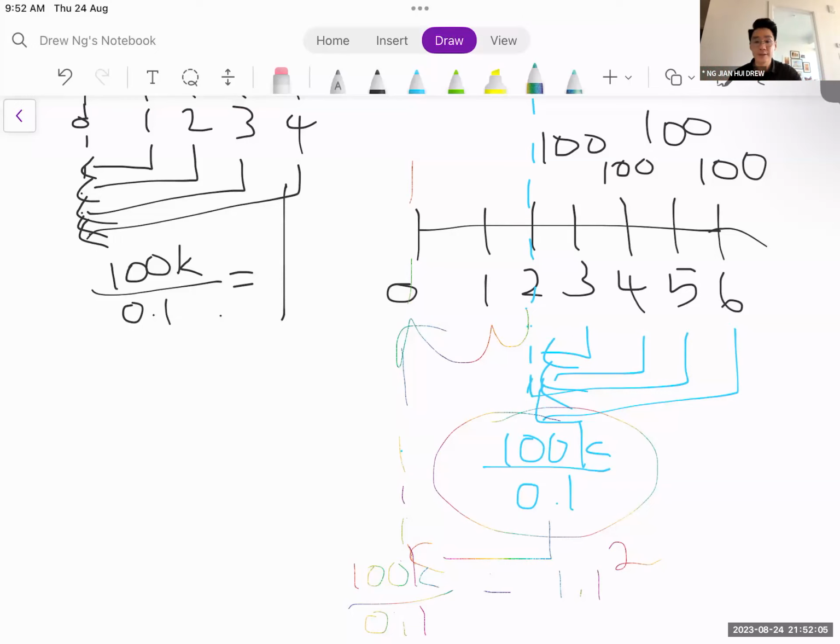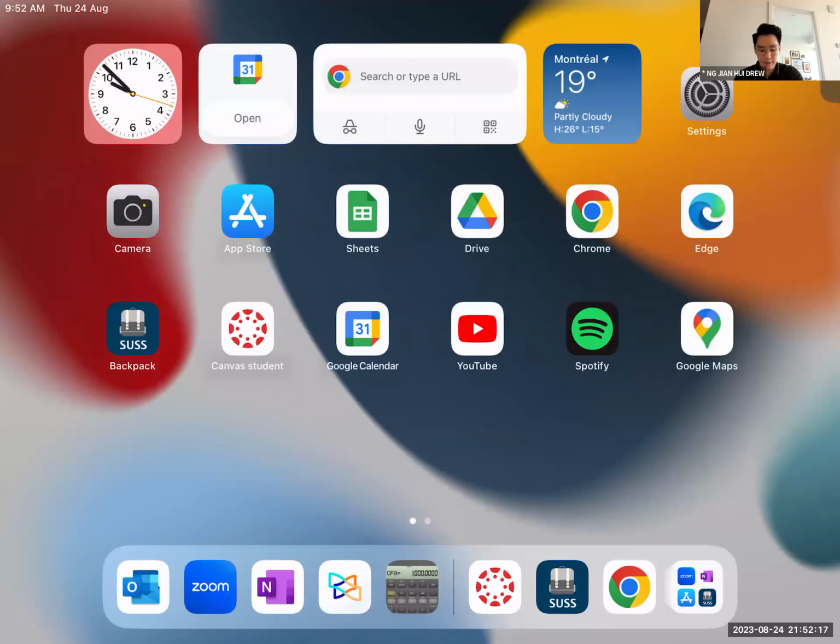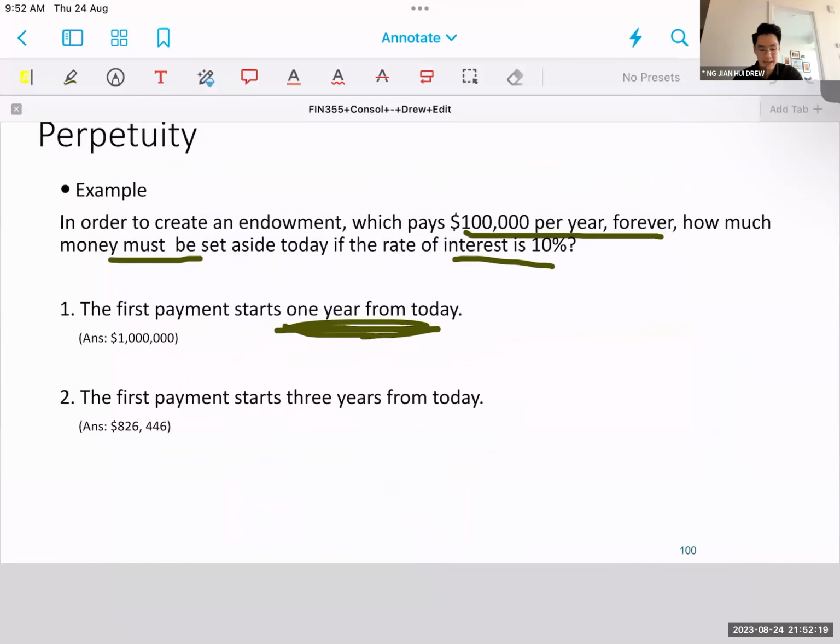All right. Any questions at this point of time? Okay. Let me just jump back into the slides. So you should be able to get this answer. Feel free to verify that it should be good.